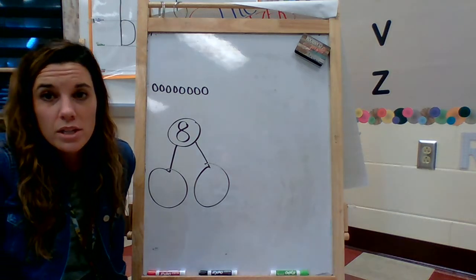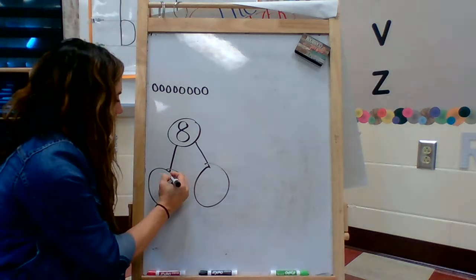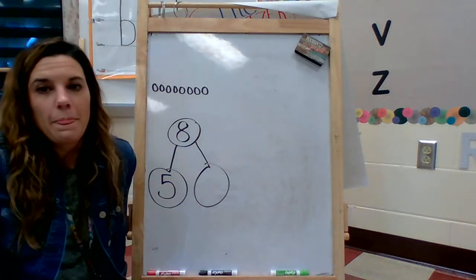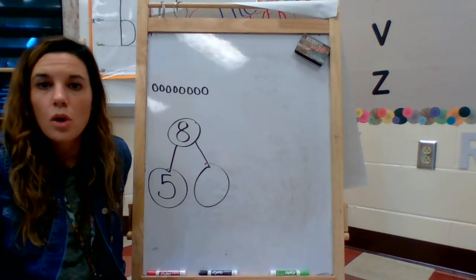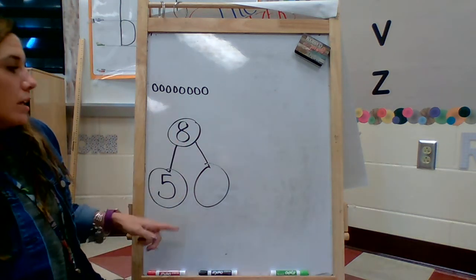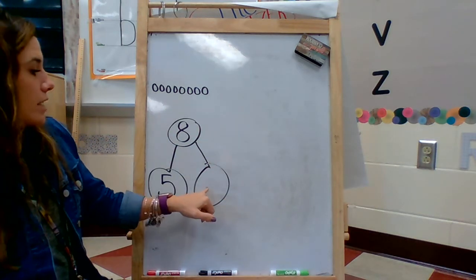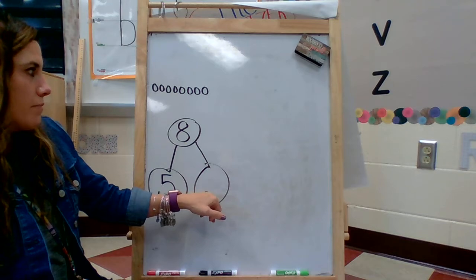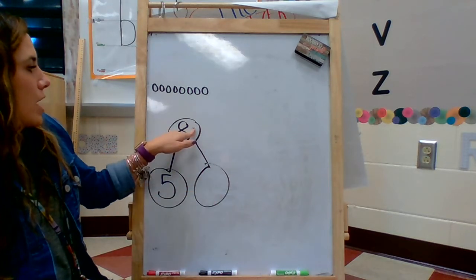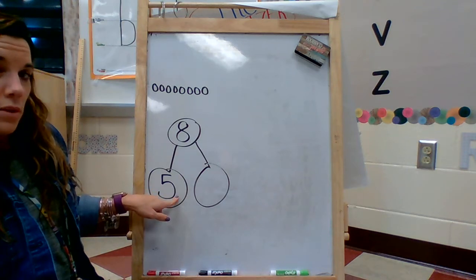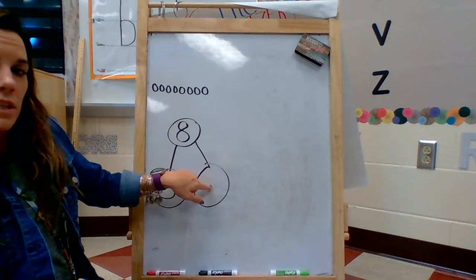5 of the bears came back early. How many bears are left over? Okay, so we can solve this problem. We can either use addition or we can solve with subtraction to find our missing addend, okay? So let's do it with addition first. If there are 8 bears, 5 of them came back early. What is my missing addend?